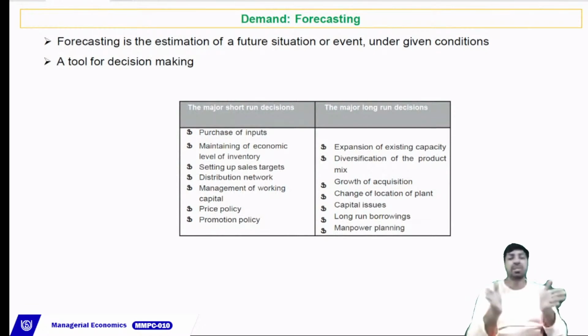There are two types of decisions: short run decisions and long run decisions. Short run decisions include the purchase of inputs, how to maintain the economic level of inventories, how to set up sales targets, the distribution network, how to manage the working capital of the company, and how to fix the price policy and the promotion policy. All these decisions are taken in the short run.